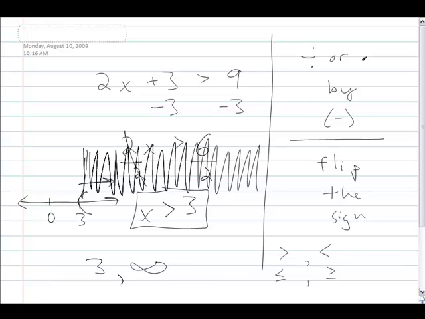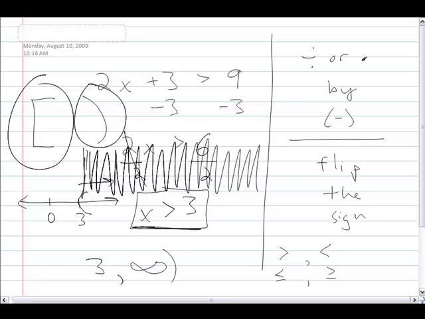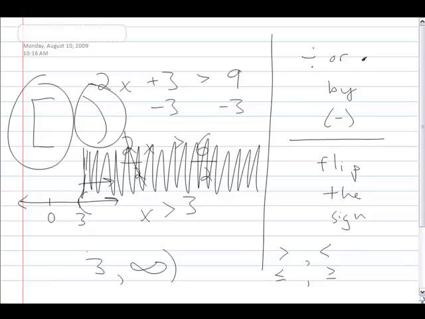Now anytime we have infinity or negative infinity, we put a parenthesis by it. And then just like before, if we're including the number, we use a bracket. If we're not including it, we use a parenthesis. So again, strictly greater than, not including 3, not equal to 3. So we'd have parentheses on both sides. This would be our solution in interval notation.